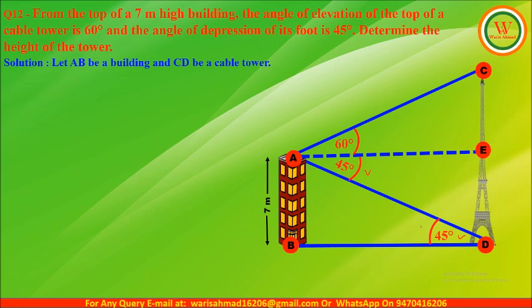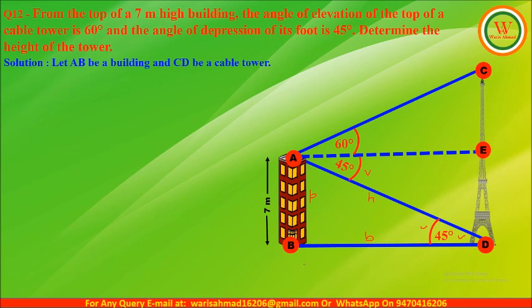So, angle is given at point D. So, the side opposite to angle theta will be taken as perpendicular. This will be taken as hypotenuse, while this will be taken as base. So, the value of P is given 7 meter. We will find the value of B. P and B, so again, we will take tan theta.